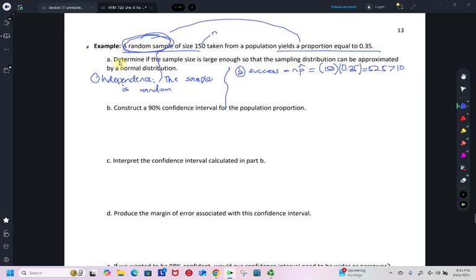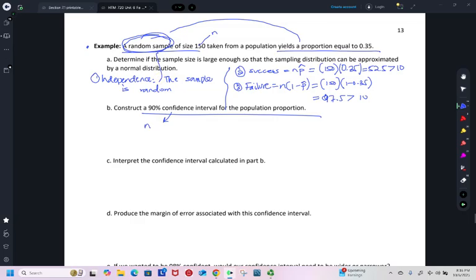52.5, which is greater than 10. And the third step will be the failure count. That will be n times 1 minus p-hat. That will be 150 multiplied by 1 minus 0.35. This is equal to 97.5, which is also greater than 10. With this, we can use the normal distribution as a reasonable estimate of the sampling distribution. And based on this, we are to construct a 90% confidence interval for the population proportion.